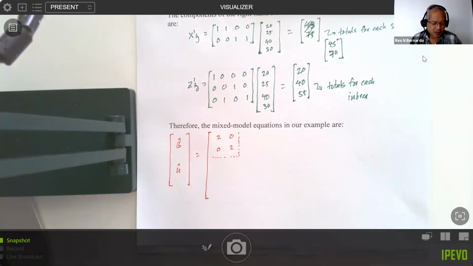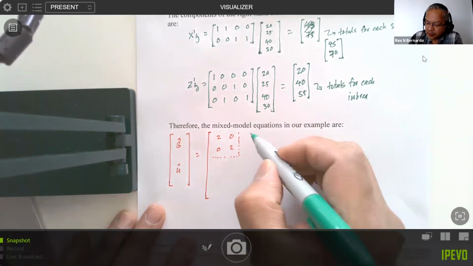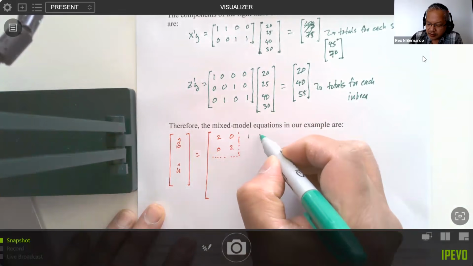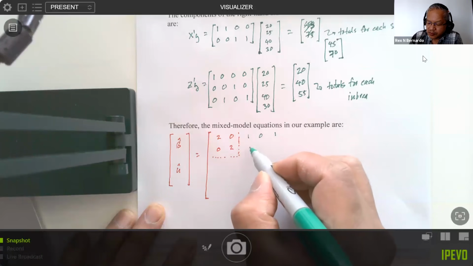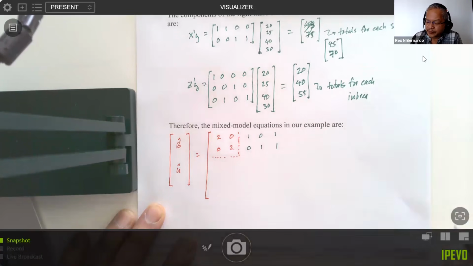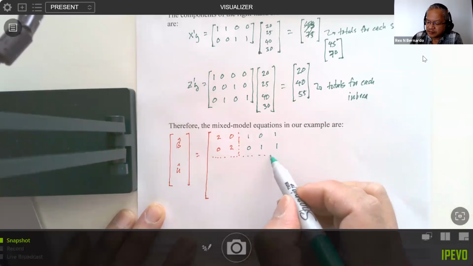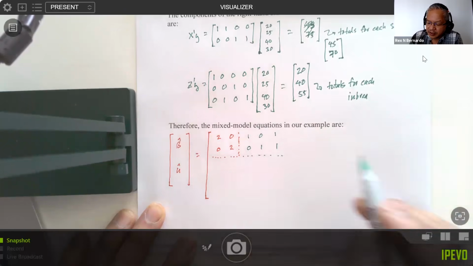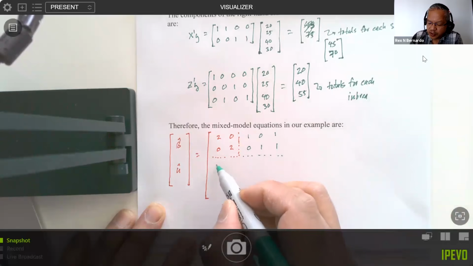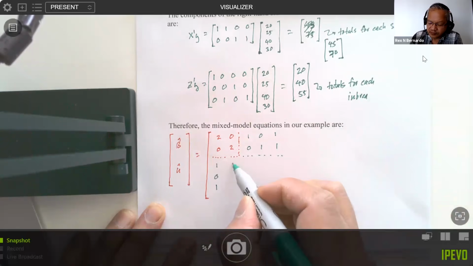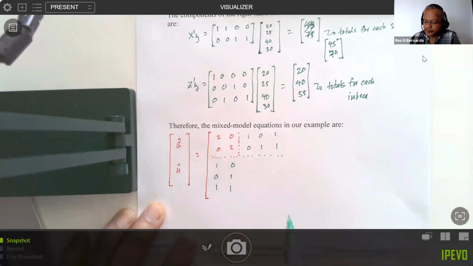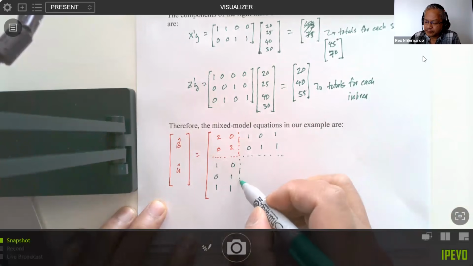And then we had calculated x prime z as 1, 0, 1, and then 0, 1, 1. Okay, that was the second block, so to speak. And then we have the transpose of that, 1, 0, 1, and 0, 1, 1.